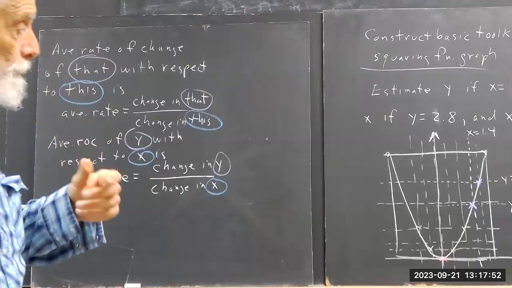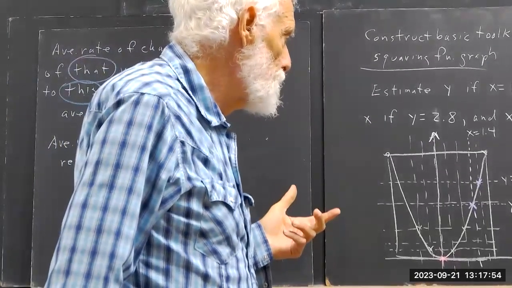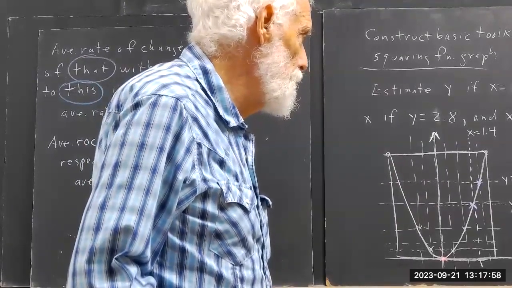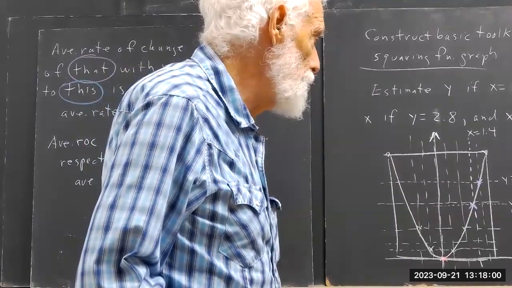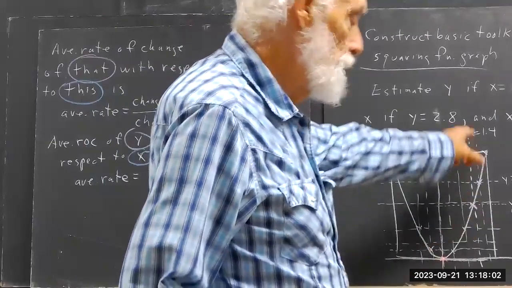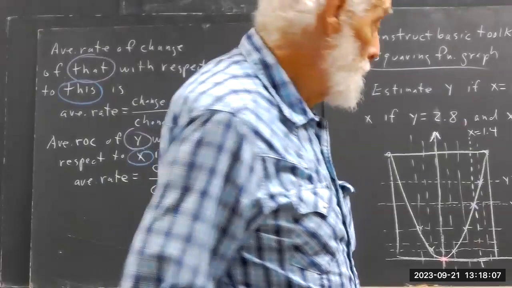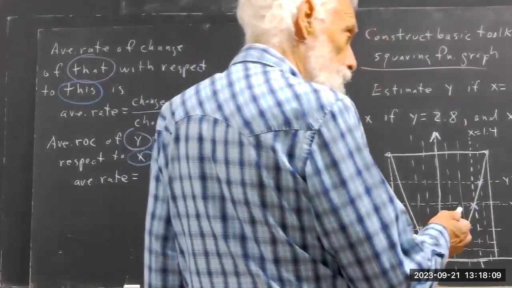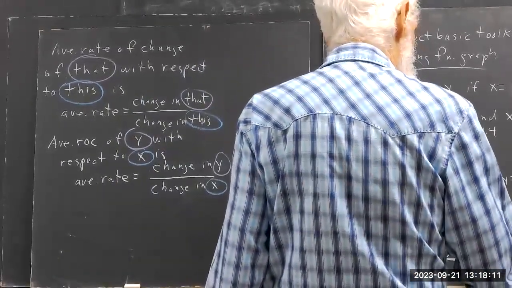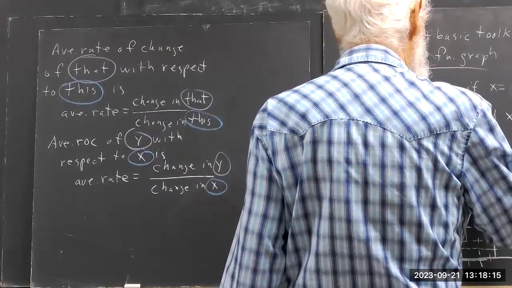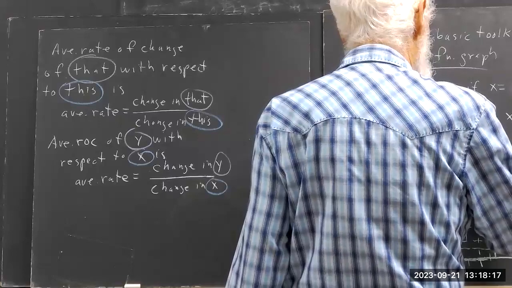So what do you think the change in x would be? Actually, I never made an estimate for y equals 2.8, right? So you could make that estimate. I'll make my own. This is like 1.5. So I'm going to say this is 1.7.